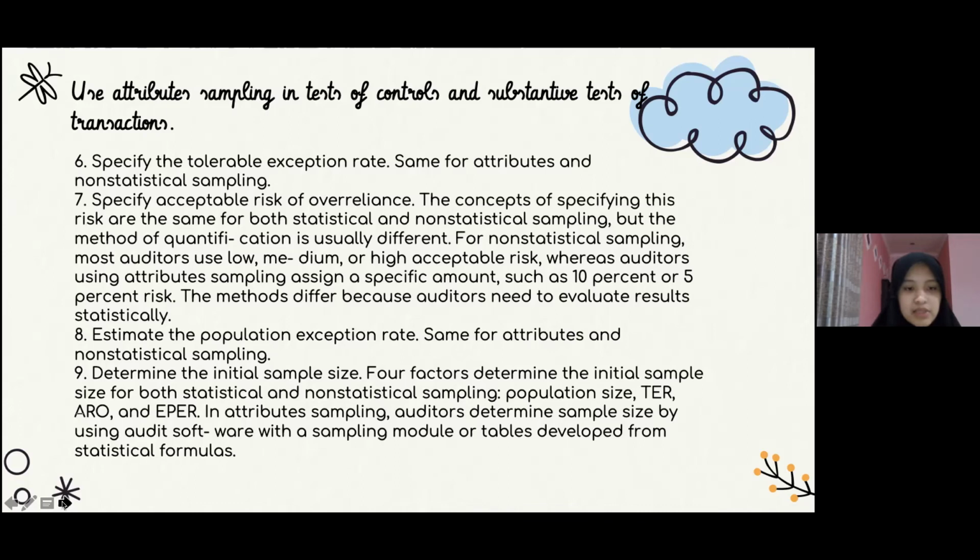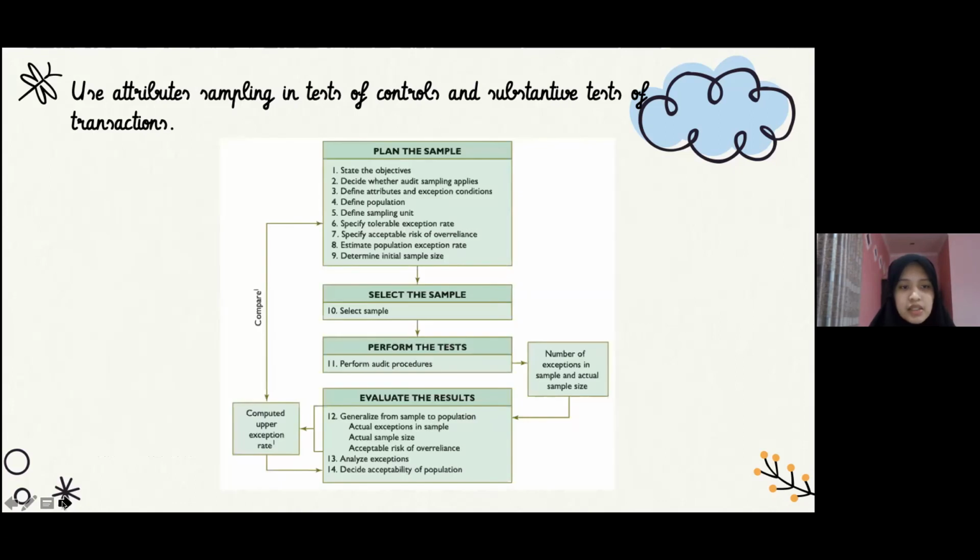9, determine the initial sample size. 4 factors determine the initial sample size for both statistical and non-statistical sampling, such as population size, TER, ARO, and EPER. In attribute sampling, the auditor determines sample size by using audit software with a sampling model or tables developed by statistical formulas.